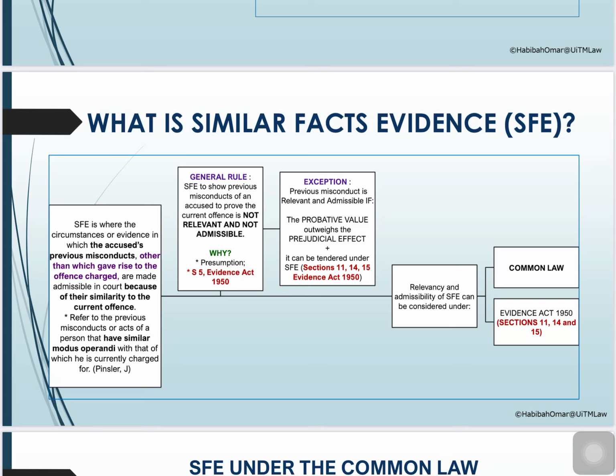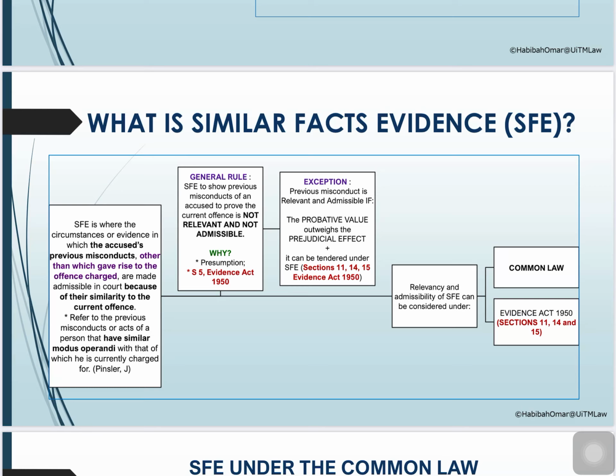What we are talking about here is that you have an accused person who has been committing an offence with a similar modus operandi. The accused person may have committed the offence in previous years to a different victim at a different time, and he is currently committing the same offence to the current victim in the current facts in issue.